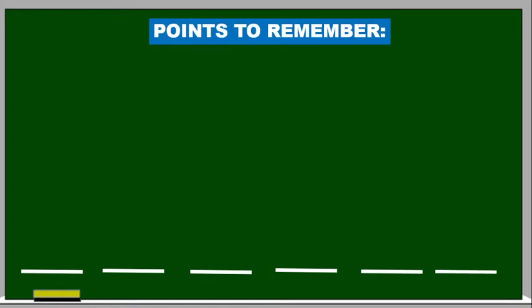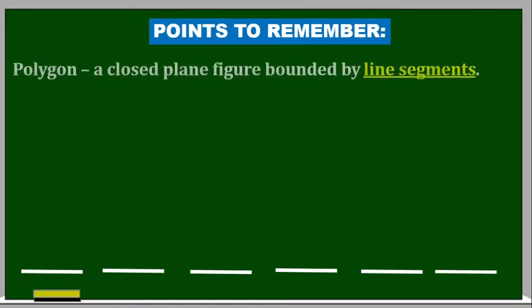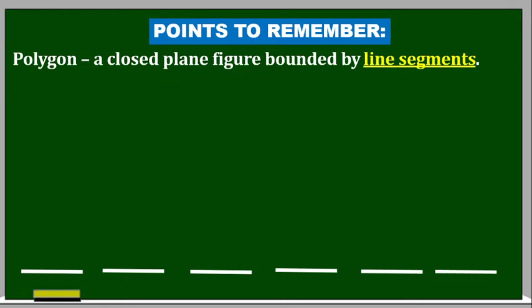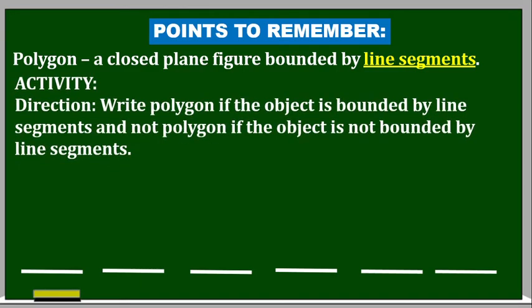So we have here points to remember. Take note that a polygon is a closed plane figure bounded by line segments. And we have our activity. You're going to write polygon if the object is bounded by line segments and not polygon if the object is not bounded by line segments.